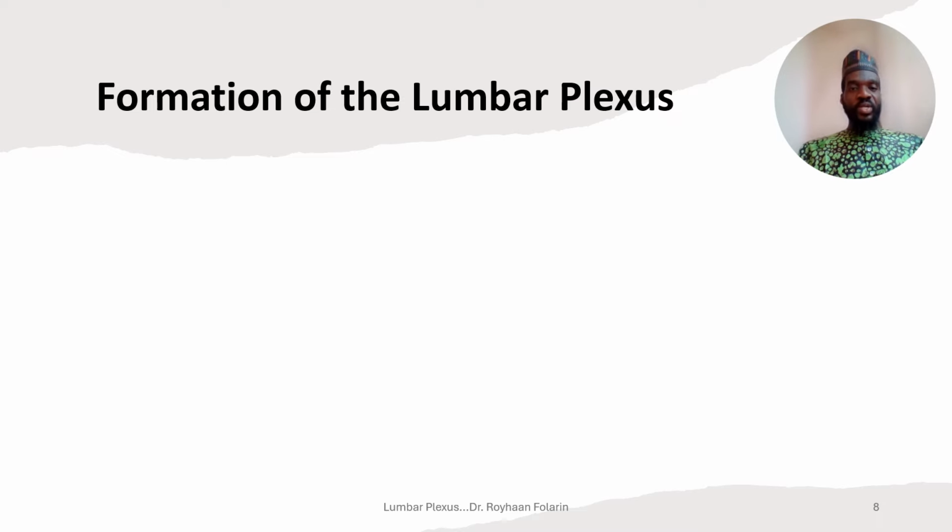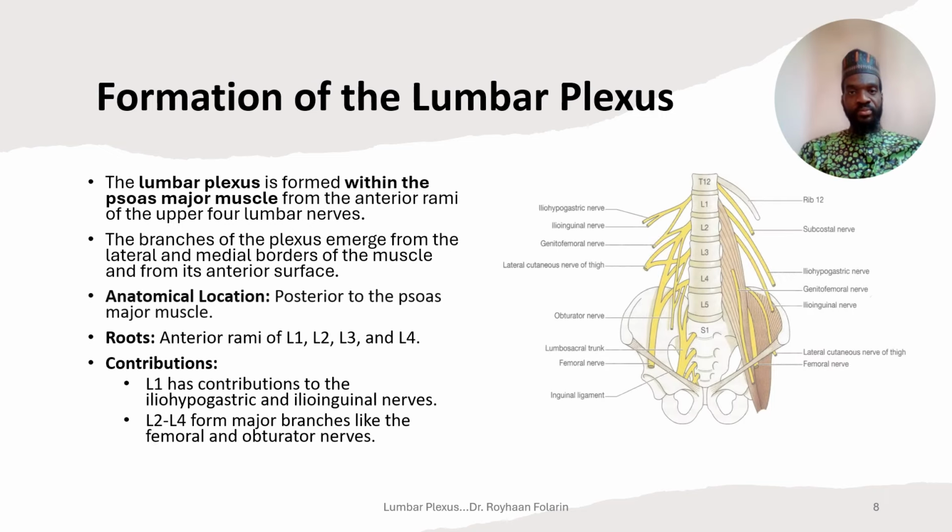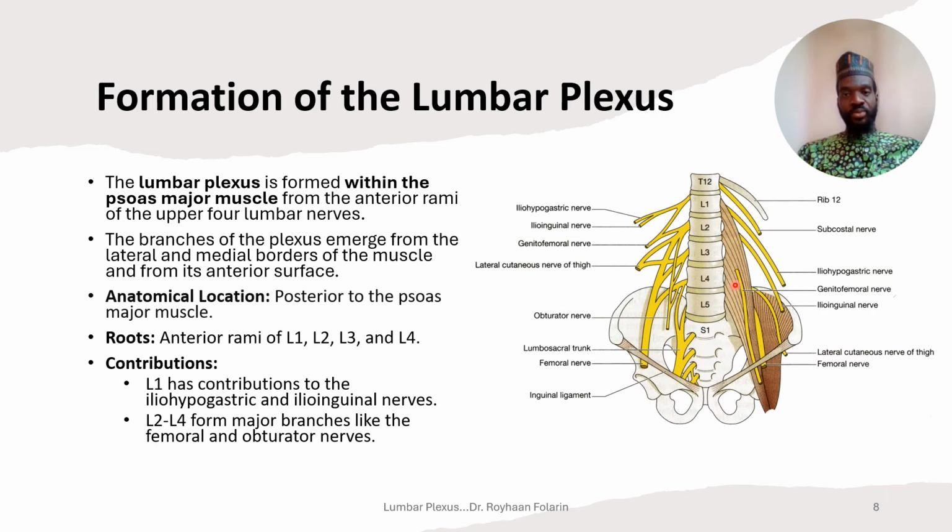So to speak more about how this plexus is formed, it is formed in the psoas major muscle. It's formed in the psoas major muscle, particularly posterior to this psoas major muscle. That's where the formation occurs. So when we say it's formed within it, it's formed posterior to it. It's all referring to the same thing. But to be more specific, we are acknowledging that the location of the formation is at the posterior region of the psoas major muscle.